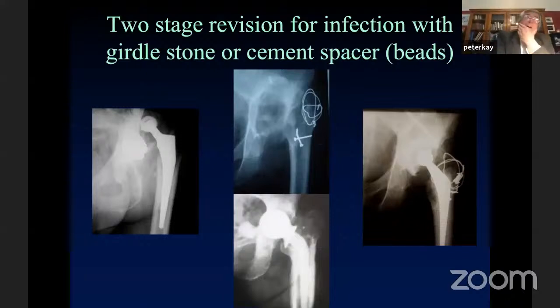Now, the time, of course, you can't, or in my hands, where I'm not happy to do a one-stage revision, is where you've got massive bone loss and I want to use bone grafting, bone impaction grafting or structural grafting. And so far, I've not really had the courage to do bone grafting in the presence of infection as a one-stage revision for deep infection.